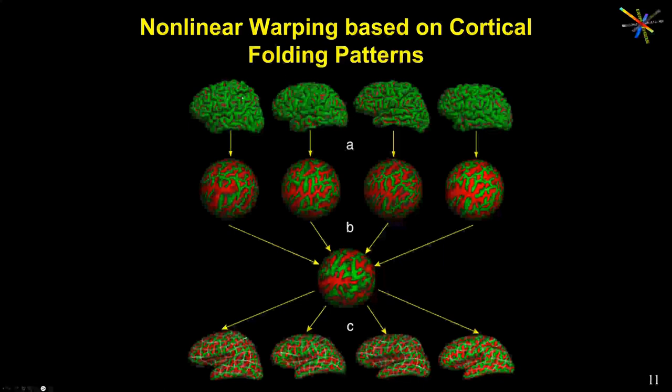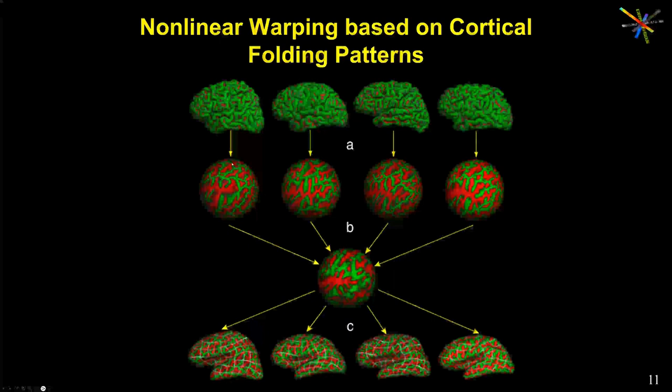We take each surface model. So I'm showing four pial surface models. We compute an invertible diffeomorphism to the sphere. We represent the geometry of each individual subject as functions on the unit sphere. So red and green here are folded in and folded out. So this, for example, is the Sylvian fissure. This is the central sulcus.